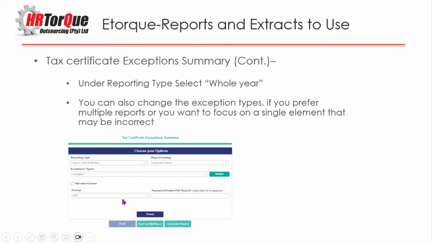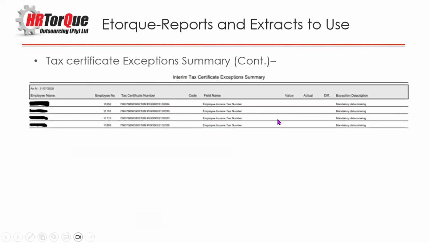Your exception types: there's a whole list of different types, addresses, ID numbers missing, all those sorts of things. You can either leave it as multiple, or you can use the little green button to select which ones you want to look at. So if you're focusing today specifically on ID numbers that are missing, you could just select that one and get the report out. That's what the report comes out as. It's got your employee code, your certificate number that the certificate's been generated, and it says the employee's mandatory data is missing. So it's going to try and give you information as to what you have to fix, as well as just telling you that something is missing.